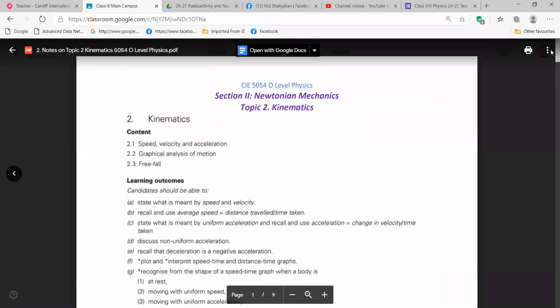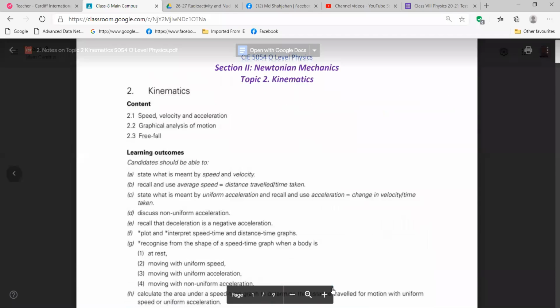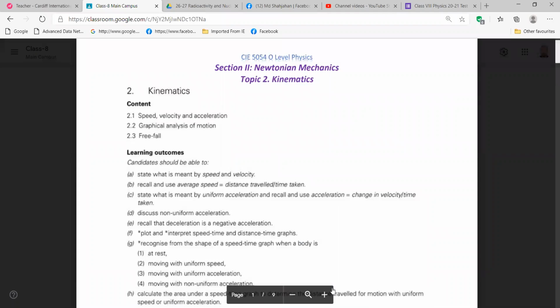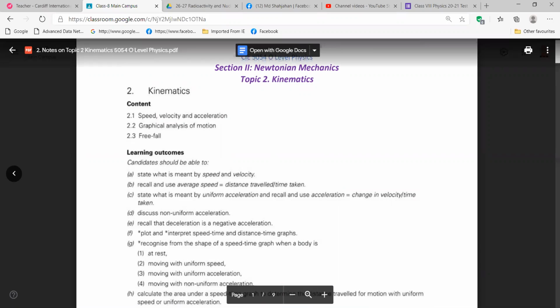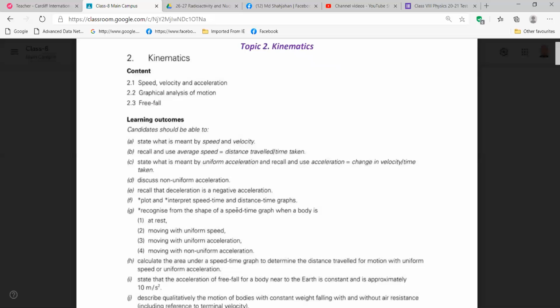Now we can directly go to the topic 2, right? Topic 2, kinematics. Already the learning outcomes were read by Lamisa yesterday. So we will continue from the topic now. Here we have the speed and velocity. Velocity has a particular direction, speed does not. And the formula of speed is distance traveled divided by time taken.